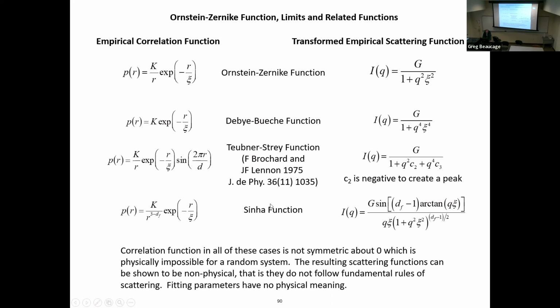So then Sinha, who's a guy at Argonne, and this is from like 10 years later, like late 80s, so there's no scattering function for random fractals like dust particles, so the Sinha function does that. And again, it's got this friendly exponential thing. And instead of 1 over r, you put r to this fractal dimension thing, and you end up with, at the high Q limit, this goes as q to the minus df.